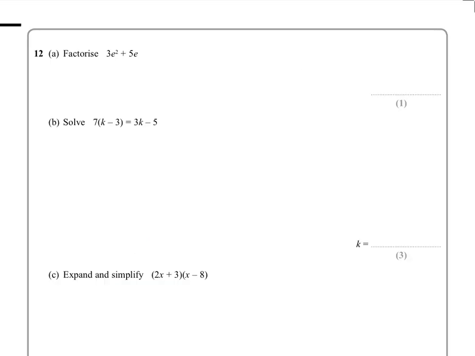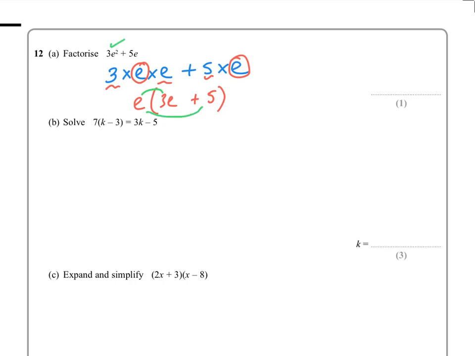Now we want to factorise this here, and I went over some factorisation in the last paper I did. So I would personally write all this out as timeses, and then circle the things that are common. So I have an E here and an E here. So I take out the E and I'm left with 3E plus 5. And then in your head, just multiply it out. E times 3E is 3E squared, and E times positive 5 is 5E. So we'd have E lots of 3E plus 5.